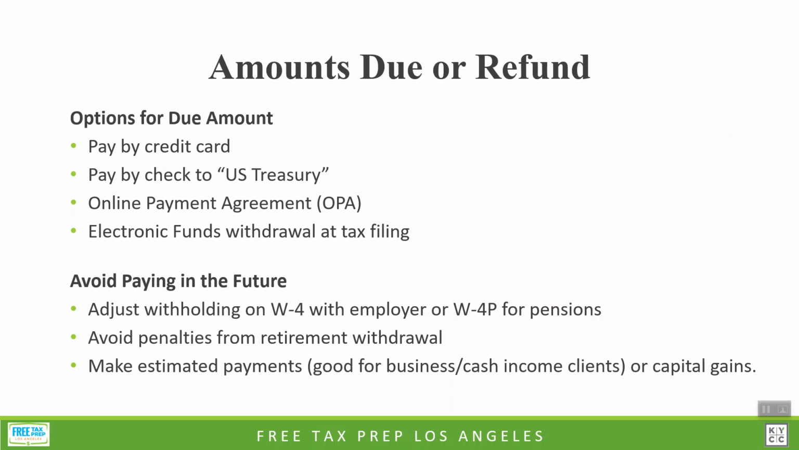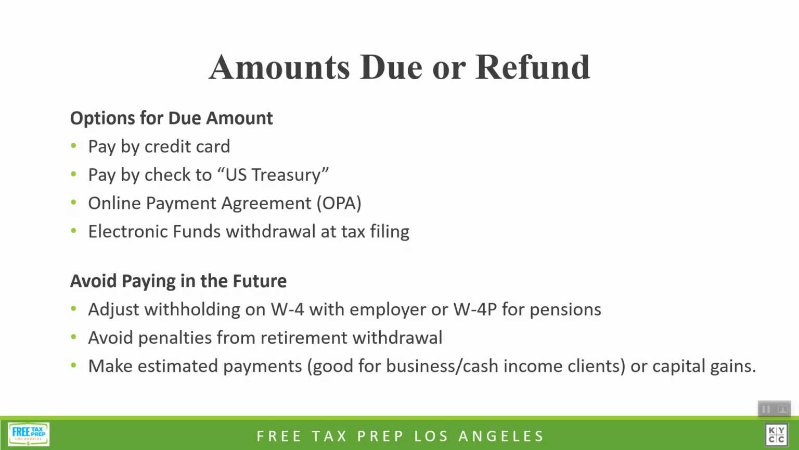So let's say a client owes at the end of calculating all of this. There are a couple of options that they would be able to pay this amount. One would be through a credit card or debit card. The other would be to pay by a check to the US Treasury, or they would be able to do an online payment agreement or electronic funds withdrawal at the tax filing date.